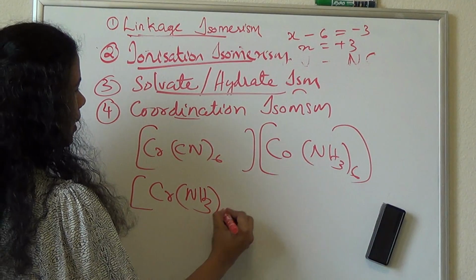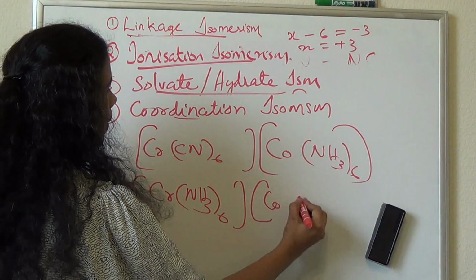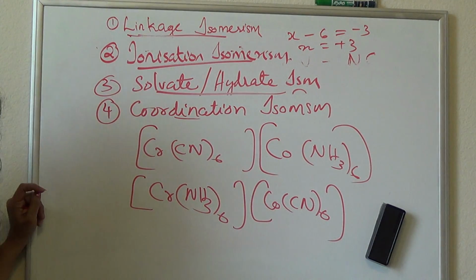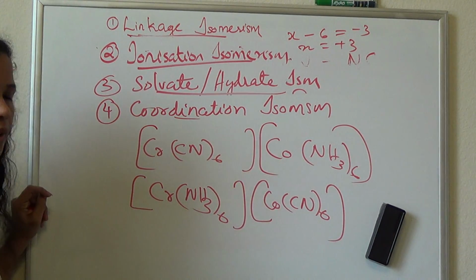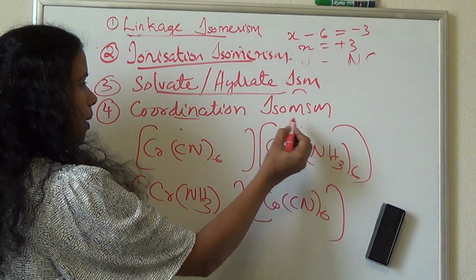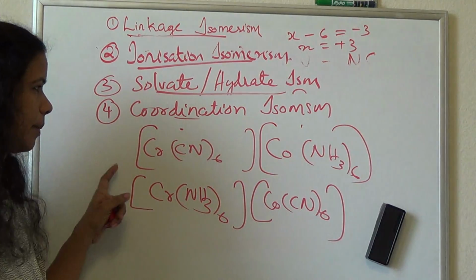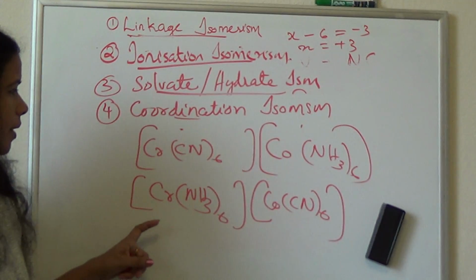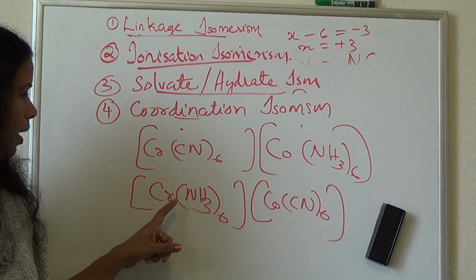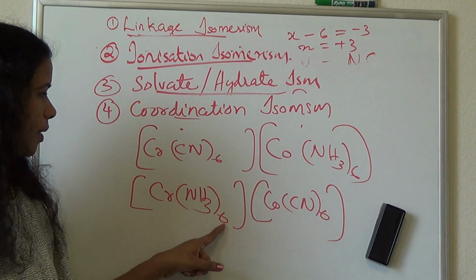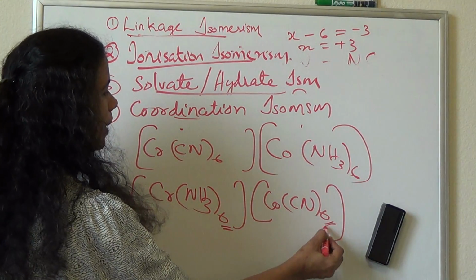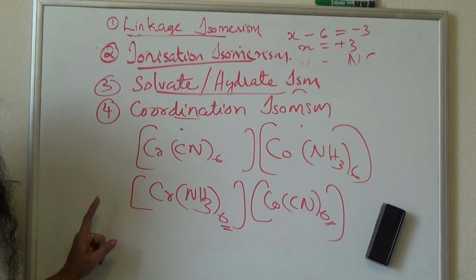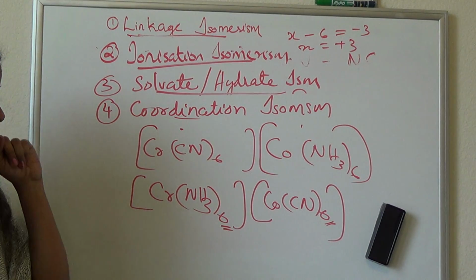[Cr(NH3)6][Co(CN)6]. This is an example for coordination isomerism. It is always shown by double complexes. That means a positive part and negative part are complexes, and the coordination number of the two metal atoms must be same. That type of complexes show coordination isomerism. How will you name this?